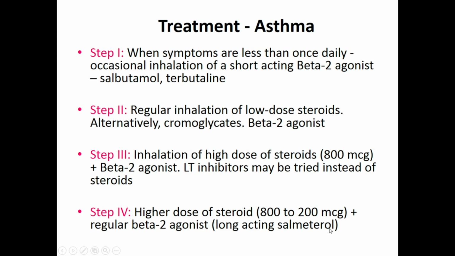So these are step 1, step 2, step 3, step 4. Different books give different ways of treating bronchial asthma. You can have a look. This is the shortest way which I am giving you. So at your level, if you remember this much, it's more than enough.